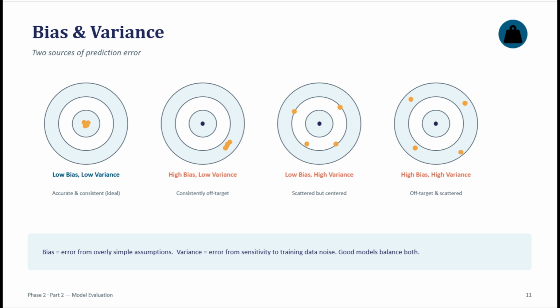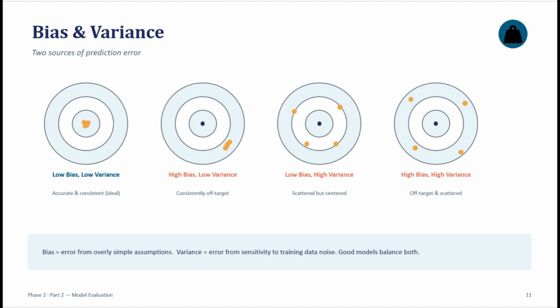Now let's talk about two concepts that every machine learning engineer must understand: bias and variance. Bias measures errors caused by overly simple assumptions. High bias means the model is too simple and cannot capture important patterns. Variance measures how sensitive the model is to small changes in the training data. High variance means the model changes too much depending on the data it sees.